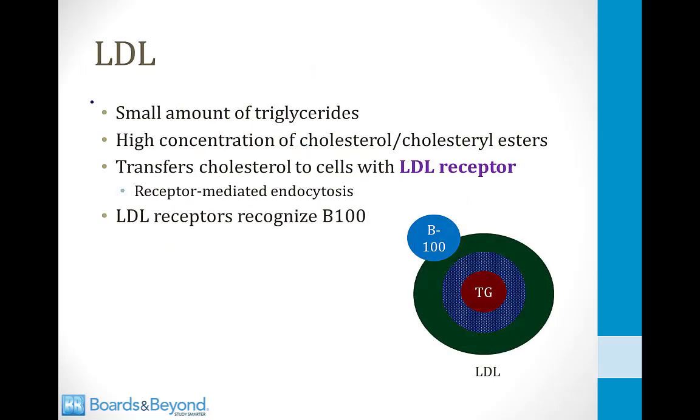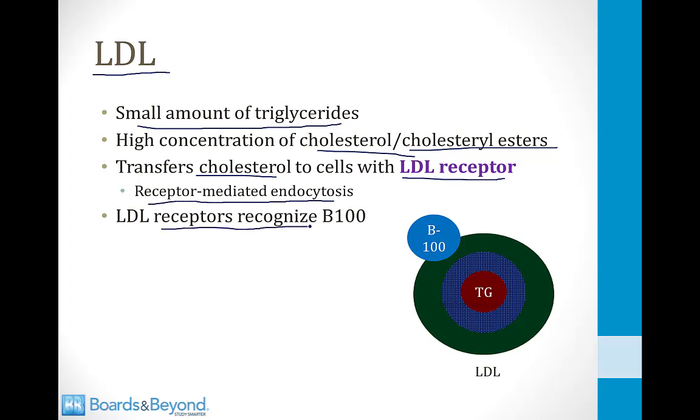So now let's talk about LDL, or low density lipoproteins. These lipoproteins have a small amount of triglycerides but a high concentration of cholesterol and cholesterol esters. Their job is to transfer cholesterol to cells with LDL receptors. Cells that contain LDL receptors can take up LDL particles by receptor-mediated endocytosis. And the LDL receptors recognize B100, and B100 is the apolipoprotein found on LDL particles.